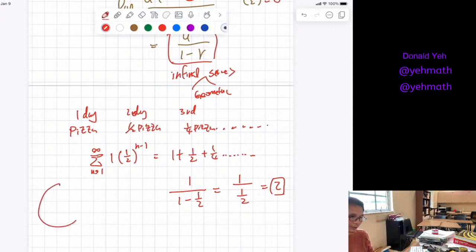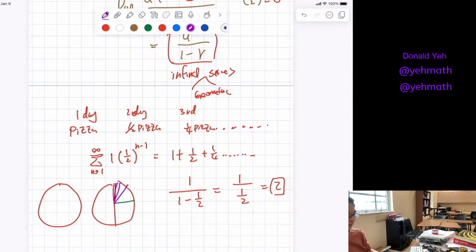Geometrically it makes sense. First day you eat 1 pizza. Second day you eat half. The third day you eat another half. The fourth day you eat another half. And you keep on going until it goes to 2 pizzas. Does everybody understand so far? So this is for the infinite. That's if you keep on eating half compared to the day before.